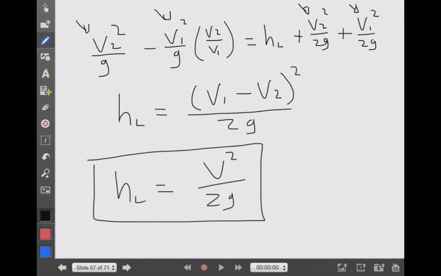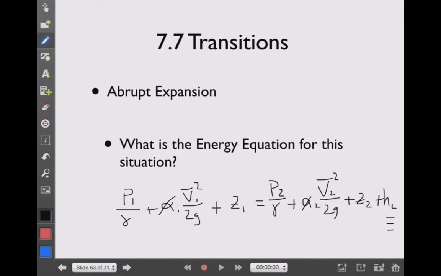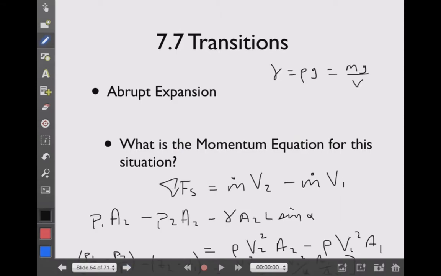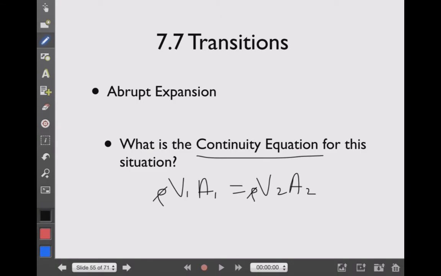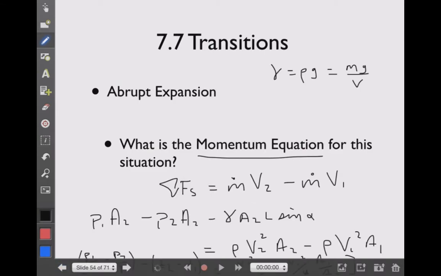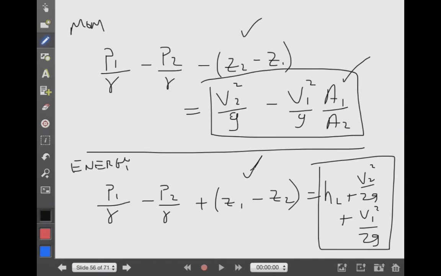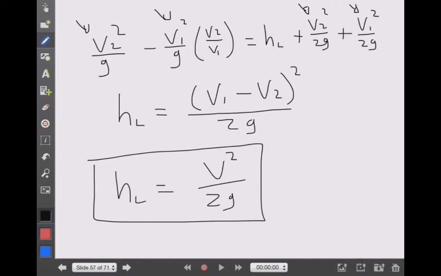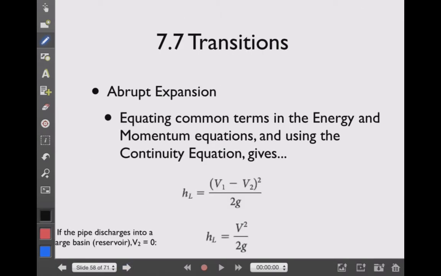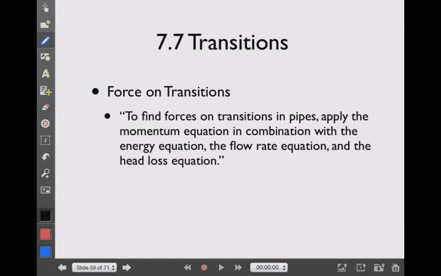So what we've done in this section, section 7, is we've used a combination of the energy equation, the momentum equation, and the continuity equation, all applied to this problem of a transition and an abrupt expansion in a pipe, to show that the head loss in this case, if the water spills out into a large reservoir, is going to be equal to V squared over 2G. So that was the purpose. Here's the final equation from the book.